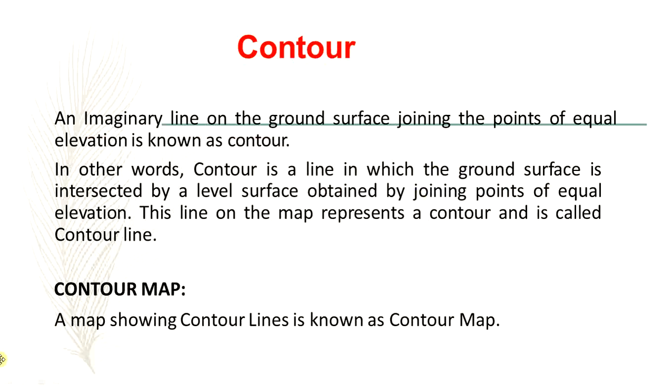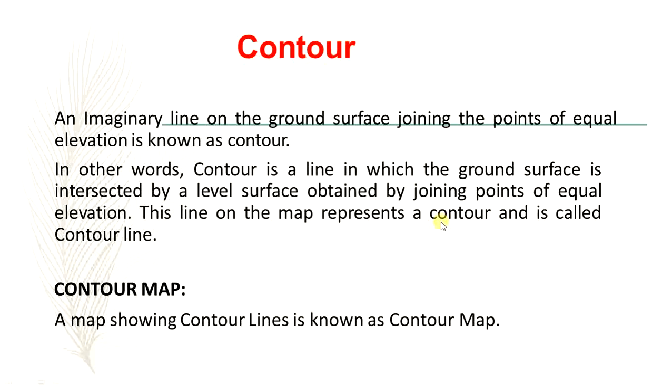Next is the contour. An imaginary line on the ground surface joining the points of equal elevation is known as the contour. In other words, a contour is the line in which the ground surface is intersected by a level surface, obtained by joining points of equal elevation. This line on the map represents the contour and is called the contour line.